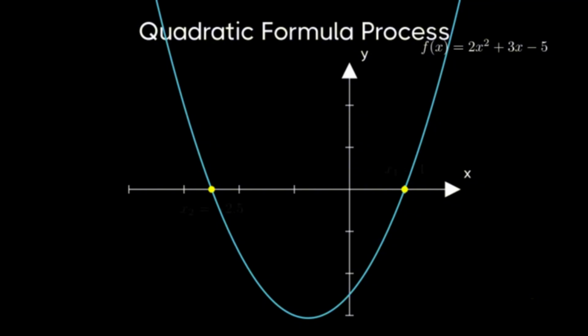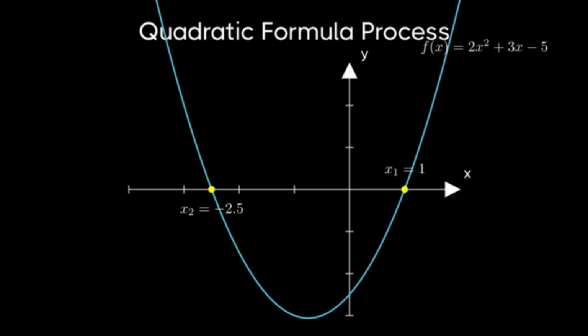When f of x equals 0, we have our quadratic equation 2x squared plus 3x minus 5 equals 0. These points where the parabola crosses the x-axis are precisely the solutions we found using the quadratic formula. Notice how our solutions x equals 1 and x equals negative 2.5 are exactly where the parabola intersects the x-axis. These points are called the roots or zeros of the function. At these specific x values, the y value of our function becomes 0, which is why they solve our original equation.